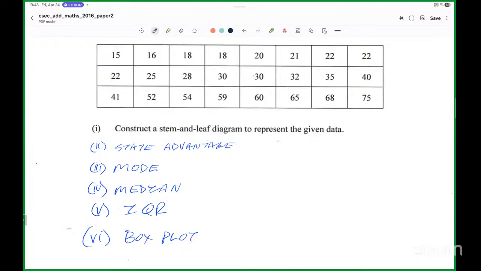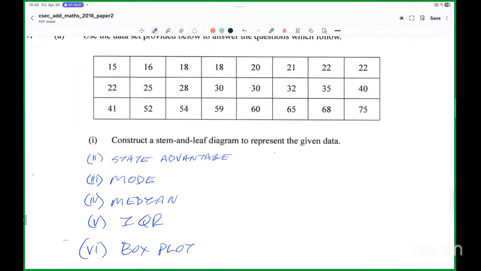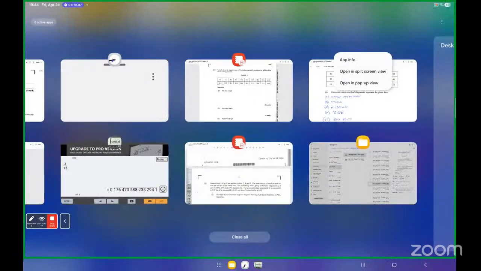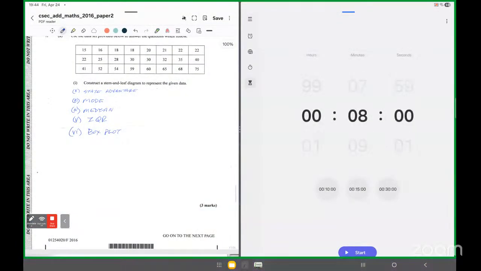Put the time on it. Hold on. About 10 minutes.